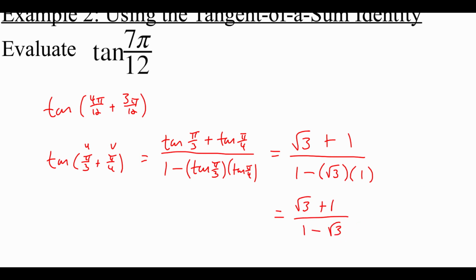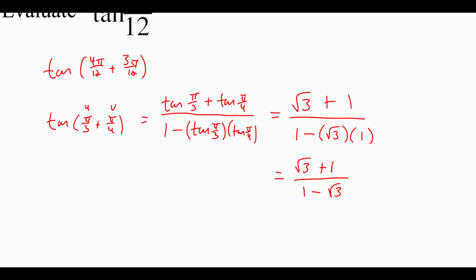But we don't typically like to leave radicals on the bottom of the fraction, so we're going to use a conjugate to help us rationalize this denominator. So we're going to multiply top and bottom by 1 plus root 3.